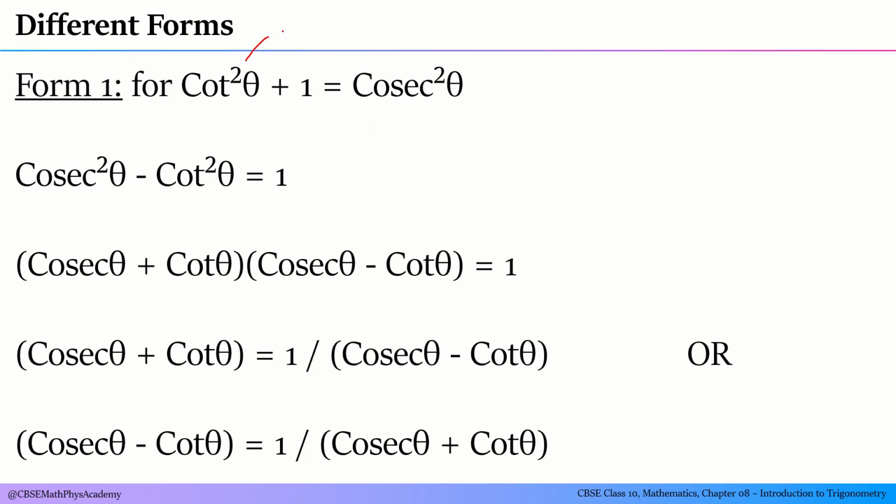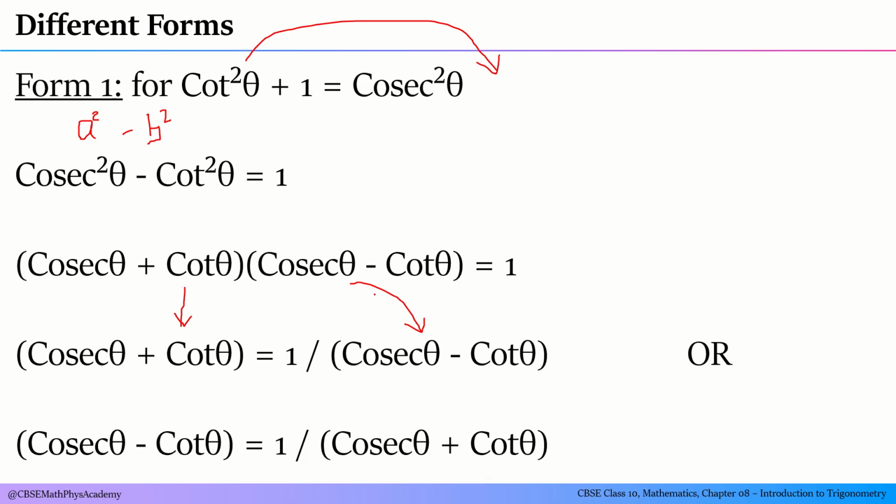What I'm going to do is bring cot square to the other side. So cosec square theta minus cot square theta is equal to 1. Now see this as a square minus b square form. A square minus b square is nothing but a plus b into a minus b. So cosec square theta minus cot square theta is equal to cosec theta plus cot theta into cosec theta minus cot theta, which is equal to 1. They both share a reciprocal relation, meaning one is the reciprocal of the other. Cosec theta plus cot theta I keep on one side, and the other I push to the other side and it goes to the denominator. So cosec theta plus cot theta is equal to 1 by cosec theta minus cot theta.